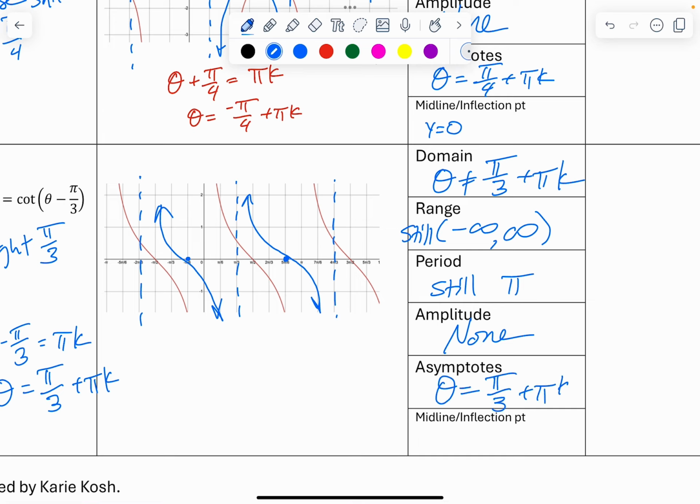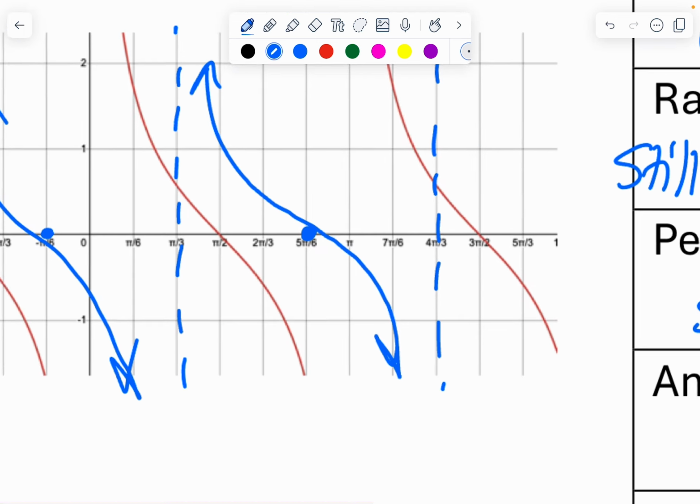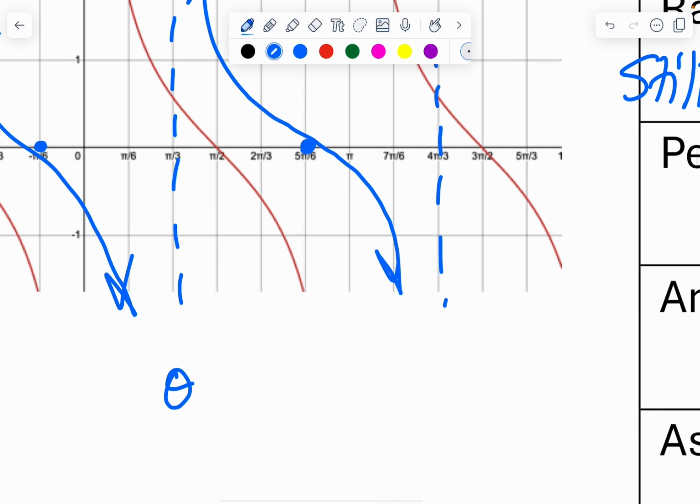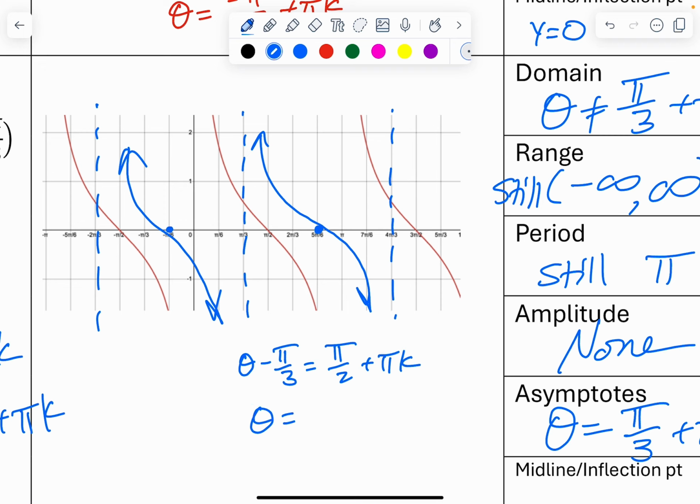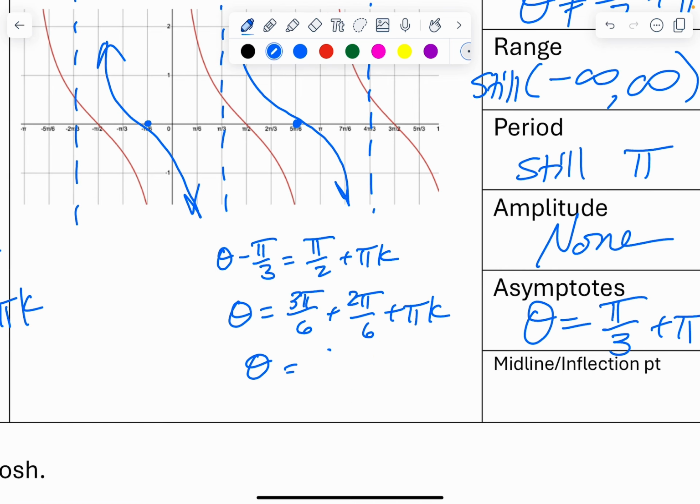The inflection points have now shifted, and what we did there is we said they started at pi over 2. So theta minus pi over 3 was equal to pi over 2 plus pi k. And when I add fractions, I have to get a common denominator. Pi over 2 becomes 3 pi over 6, plus pi over 3 becomes 2 pi over 6. Do you have to show that work? No, obviously not. But we're going to have zeros at 5 pi over 6 plus pi k, where k is an element of the integers. And that's where the x values of my inflection points will be.